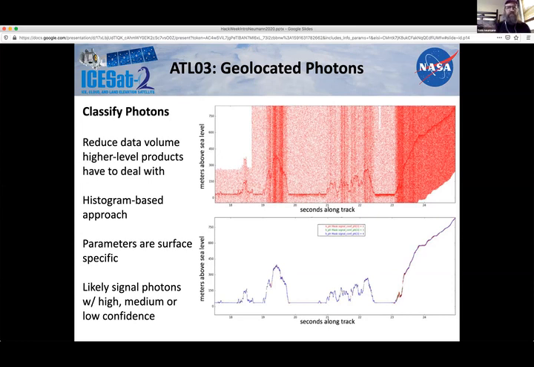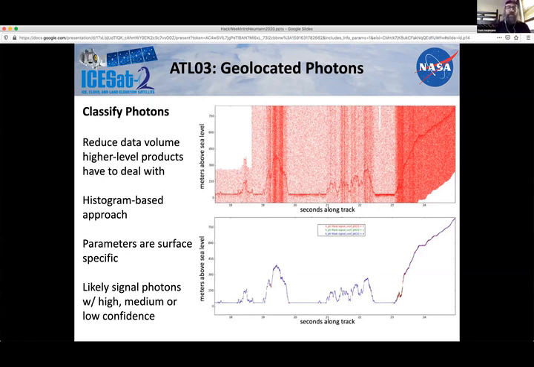And yeah, so the problem for higher level products becomes, how do we determine the surface out of that photon cloud? ATL03 takes a first shot at that by classifying photons. ATL03 has a histogram-based strategy to do a discrimination of which bin vertically has the most photons and therefore is most likely to contain signal. There's a photon rate parameter on ATL03 for the signal confidence level of each photon, and they're classified as very high or high likelihood of being signal, medium or low likelihood of being signal, and then finally noise or background, those photons that we think there's no way that they're signal.